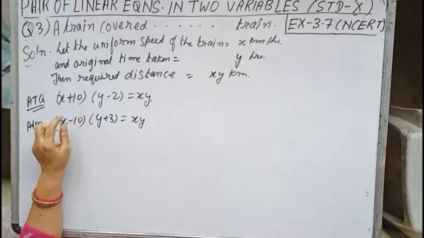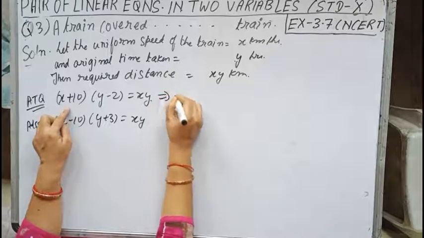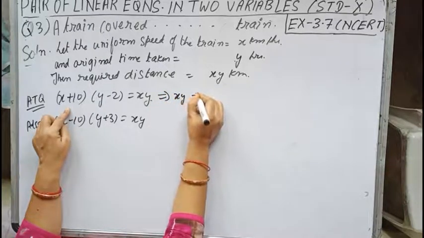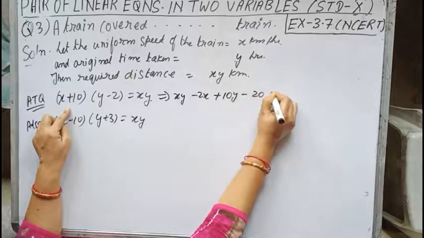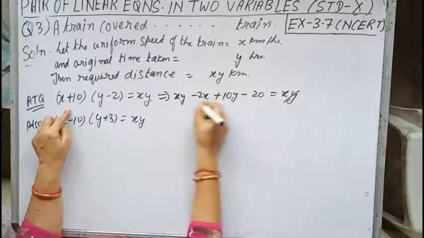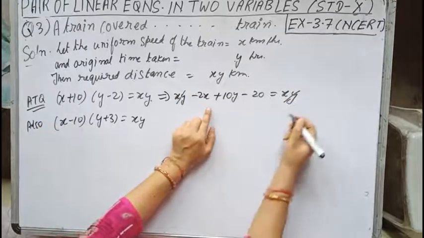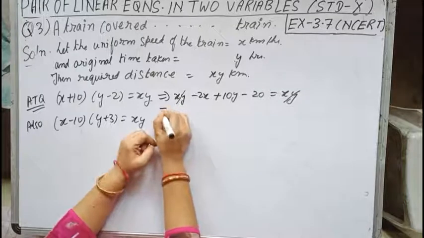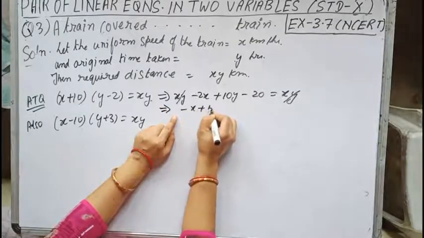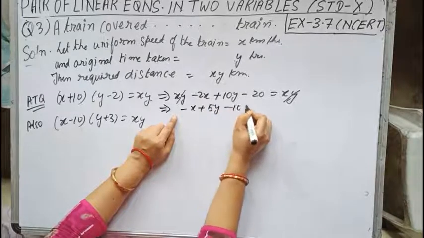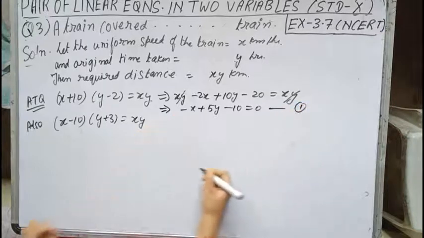Now let us first simplify it. This implies xy minus 2x plus 10y minus 20 equals xy. This xy will be cancelled, and let us divide by 2 also. So this implies minus x plus 5y minus 10 equals 0. Let us make it equation number 1.